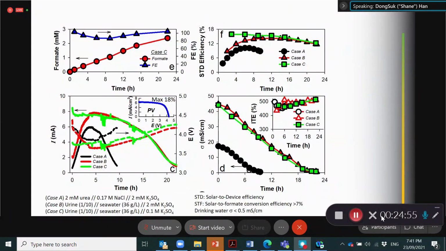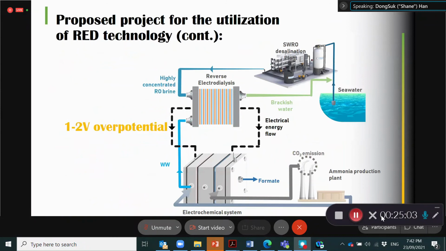Okay, so this is a good result when you use this multi-stack desalination chamber embedded electrochemical system. We are now trying to combine the two systems. To operate the CO2 electrochemical system, we need 1 to 2 volts of overpotential, based on our previous experiment. So the 5 member stack is enough to produce the 1 volt level voltage.